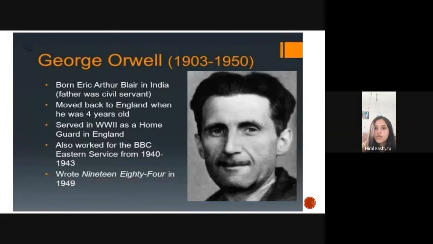George Orwell, his name is Eric Arthur Blair, known by his pen name George Orwell, was an English essayist, journalist, and critic. His work is characterized by lucid prose, biting social criticism, and outspoken support of democratic socialism. He was born in India, but he moved back to England when he was 4 years old, served in World War II as a home guard in England, also worked for the BBC Eastern Service from 1940 to 1943, and wrote 1984 in 1949.